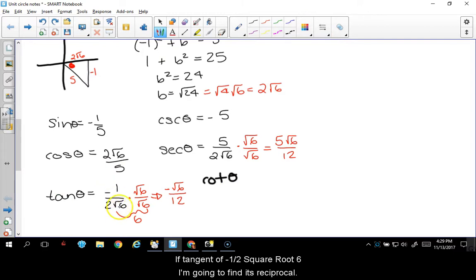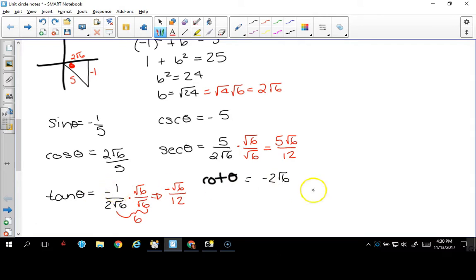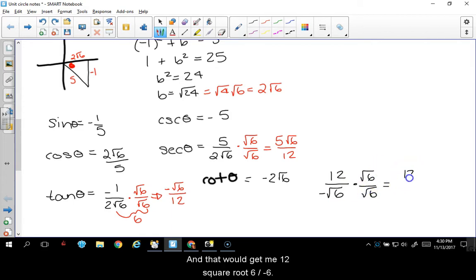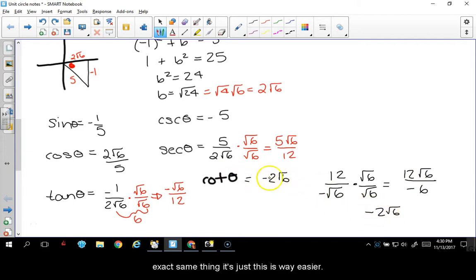If tangent is -1 over 2 square root 6, I'm going to find its reciprocal. I'm just going to flip that, and I would have -2 square root 6. I could put 2 square root 6 over -1, but that looks really weird. So I have -2 square root 6. If I went ahead and did this one right here, if I flipped that, I would have 12 over negative square root 6. And then I'd have to rationalize and multiply by square root 6 over square root 6. And then that would give me 12 square root 6 over negative 6, which would reduce to negative 2 square root 6, which is the exact same thing. It's just this is way easier.